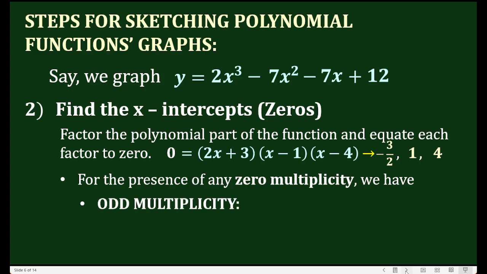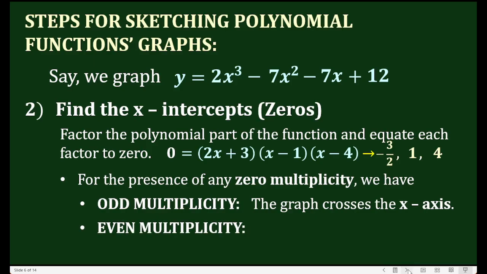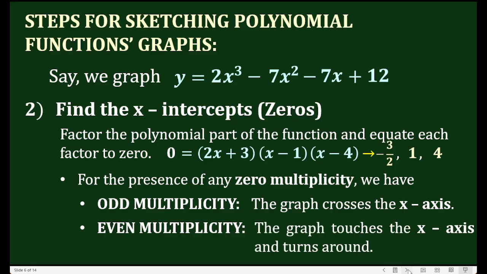Now, suppose we have an odd multiplicity, meaning the one x-intercept or 0 will occur 3, 5, 7 times. Okay? So, which means odd multiplicity. The behavior of the graph would be like this. The graph crosses the x-axis. And for those zero multiplicity that are even, the graph touches the x-axis and turns around.